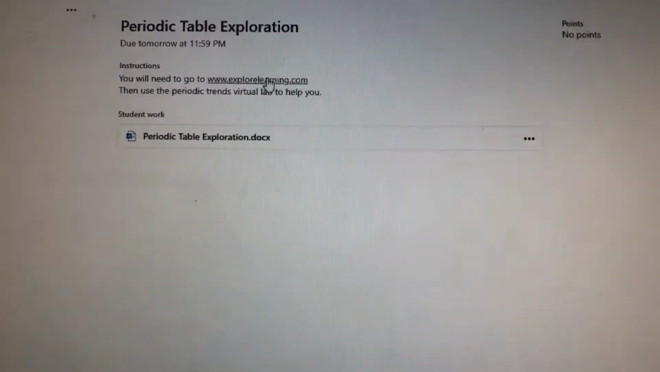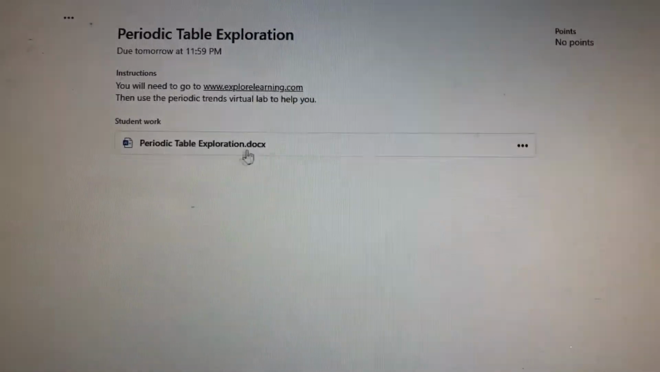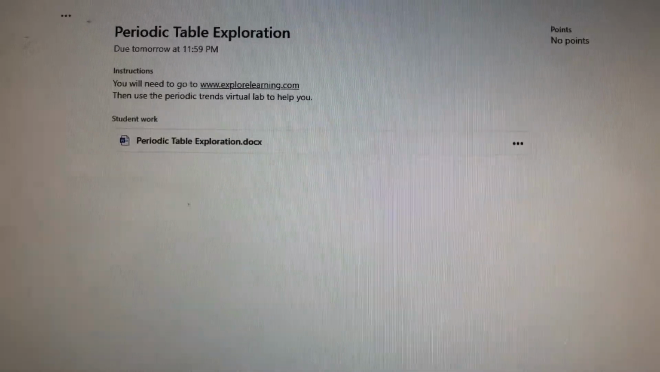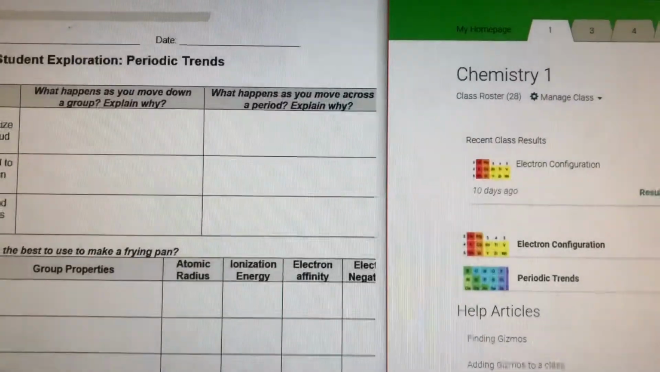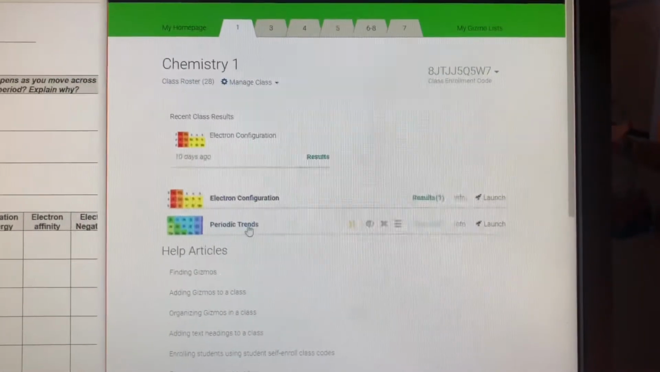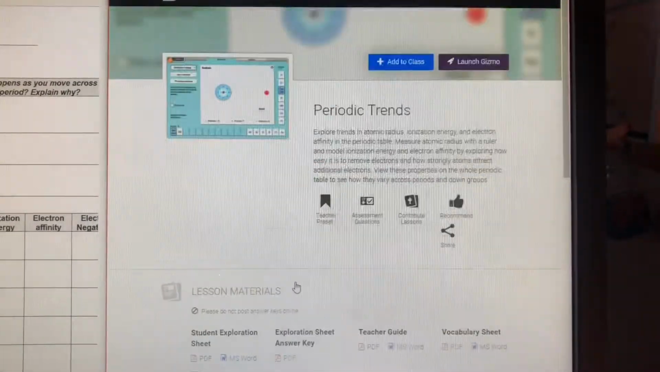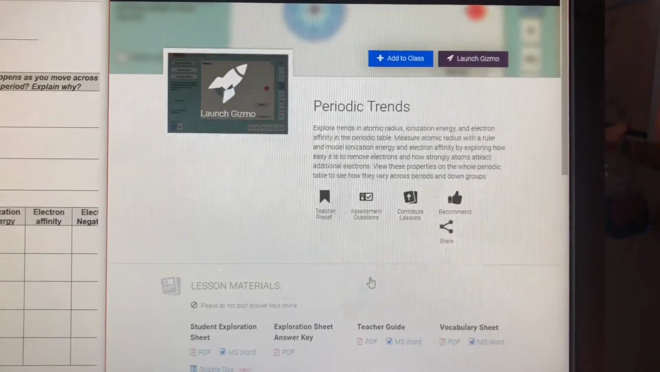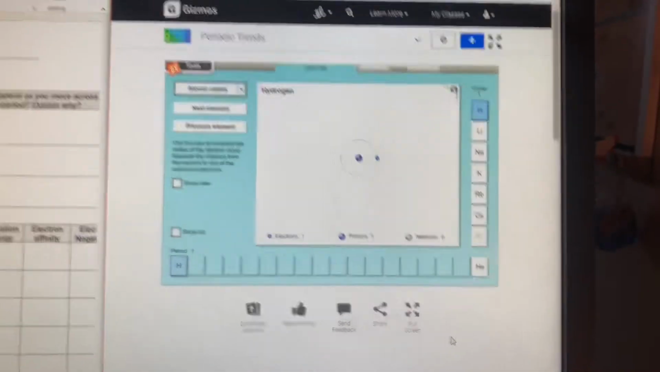So first, you'll need to go to this link. Okay, so you'll have a worksheet right here to have open, and you'll click the link. And when you do that, you'll get this worksheet, and it'll take you to this gizmo site. The gizmo you need to be on is periodic trends. Okay, and when you launch it, it looks like this.